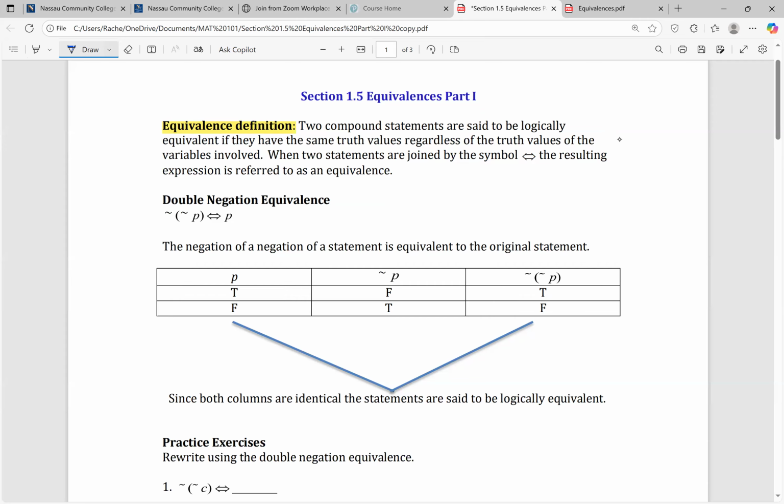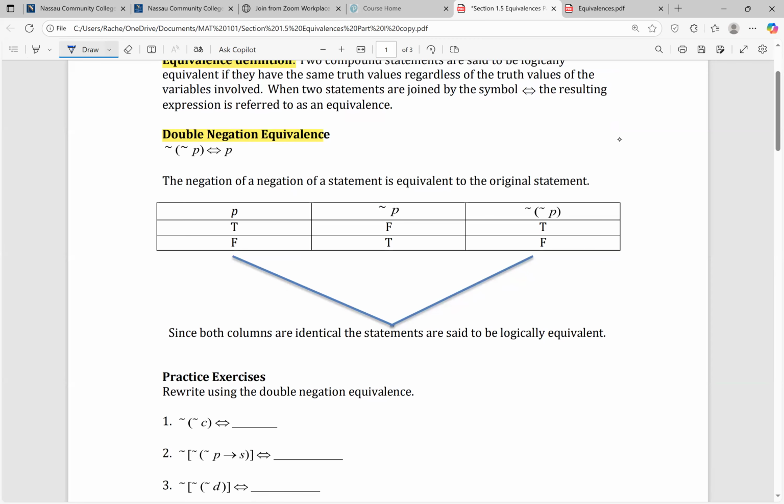So for example, let's just look at the first equivalence, the double negation. If I have P and we negate it twice, the double negation of P is going to be the same as P. So they're said to be logically equivalent. Now, why does that make sense? Well, look at the truth table.